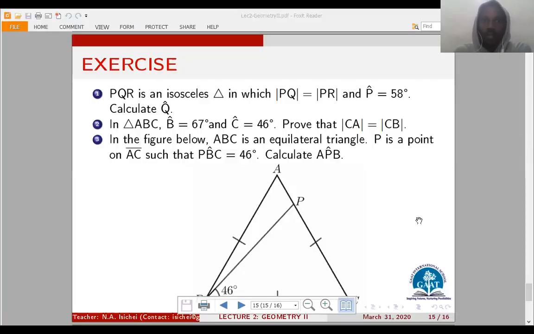And here are the exercises for the day. Question 1. PQR is an isosceles triangle in which length PQ is equal to PR and angle P is 58 degrees. Calculate angle Q. So attempt these problems and please post your answers before the end of the class. Remember how we do it. Solve it in an exercise book in your handwriting, snap and post. So I'm waiting to get your solutions.